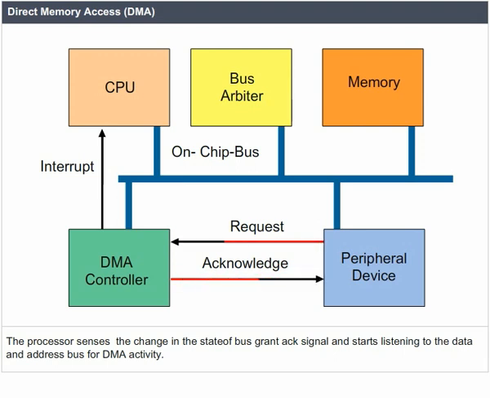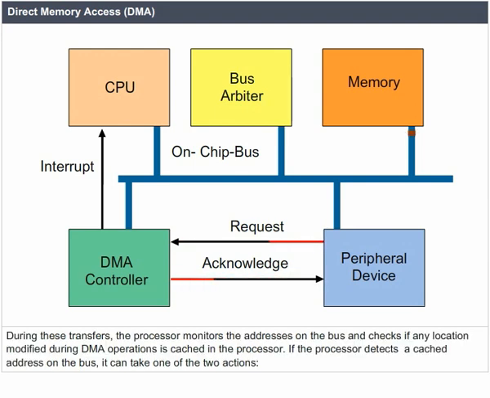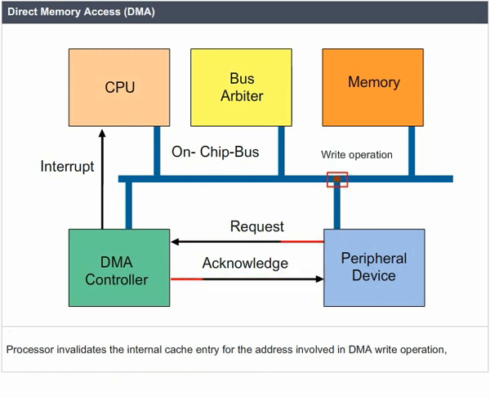The DMA device performs the transfer from the source to destination address. During these transfers, the processor monitors the addresses on the bus and checks if any location modified during DMA operations is cached in the processor. If the processor detects a cached address on the bus, it can take one of two actions. The processor invalidates the internal cache entry for the address involved in the DMA write operation, or the processor updates the internal cache when a DMA write is detected.